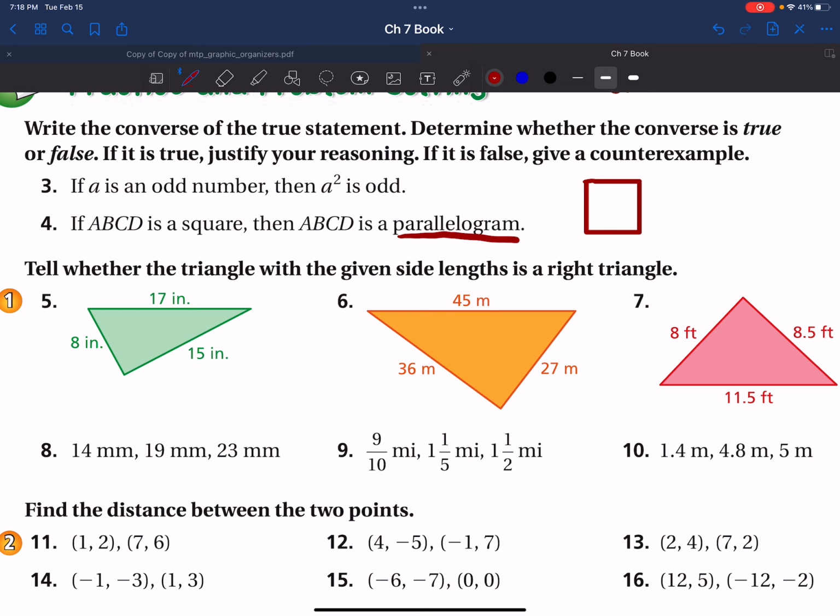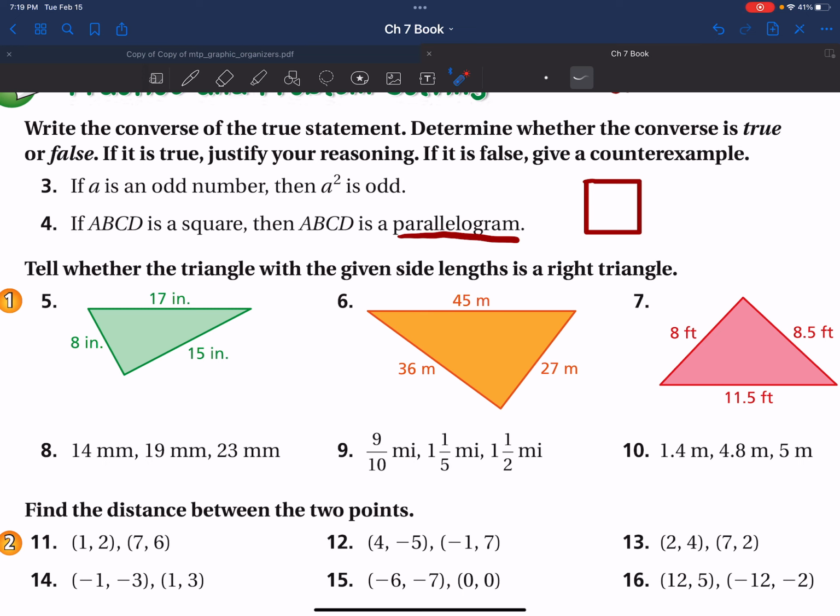Well, parallelograms, the only attribute that something has to have to be a parallelogram is it needs to have 2 sets of parallel sides. So does this have 2 sets of parallel sides? Yes, it does. So if ABCD is a square, then ABCD is also a parallelogram? Yes, it is. And your reasoning is because a square has 2 pairs of parallel sides. And that's all a parallelogram needs to have. I guess it also needs 4 sides, and it does have that as well.